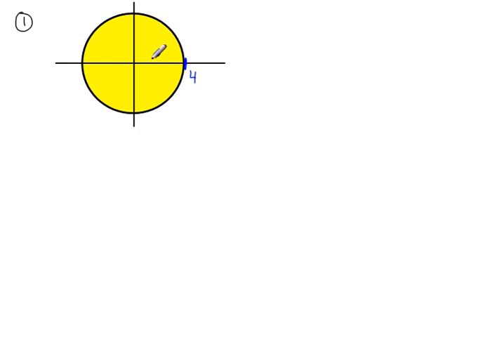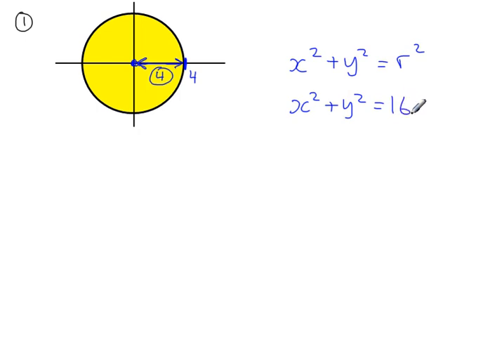This circle here has a radius that's equal to 4. The distance between the center and the circumference is 4 units. So we can say that, again, from the equation of the circle, x squared plus y squared is equal to the radius squared. The radius is 4. So x squared plus y squared is equal to 4 squared, which is 16. That's the equation for that circle.